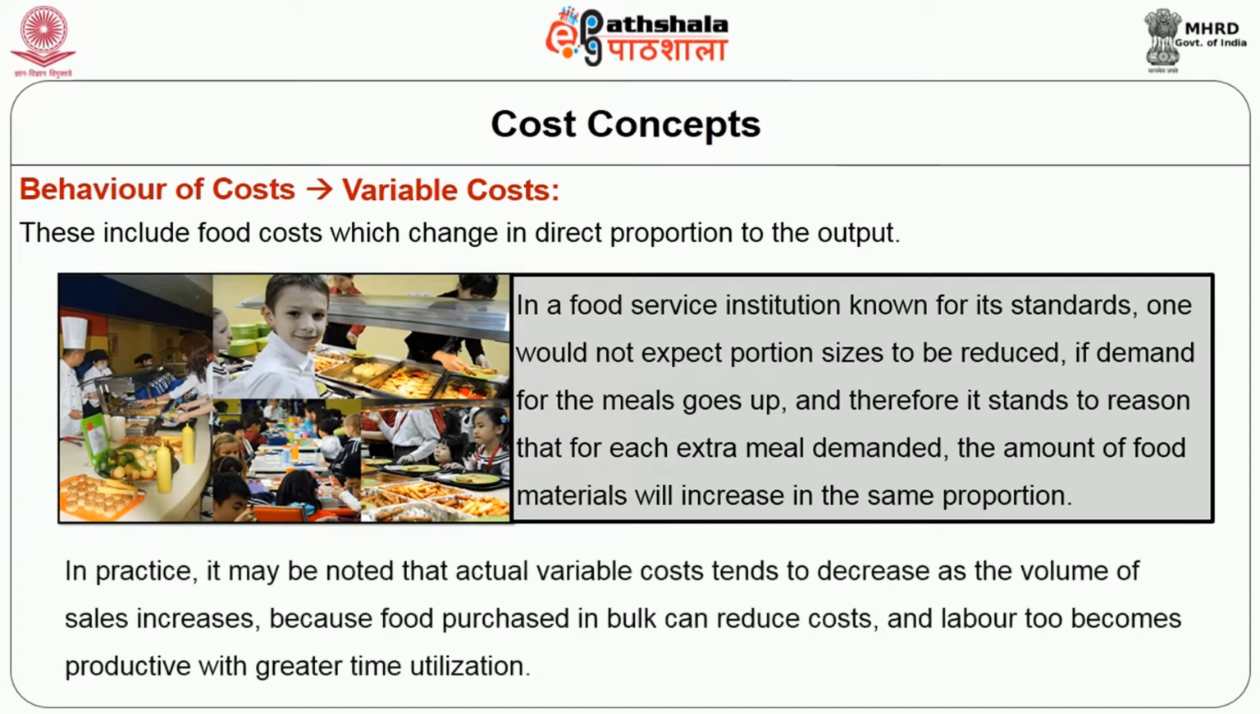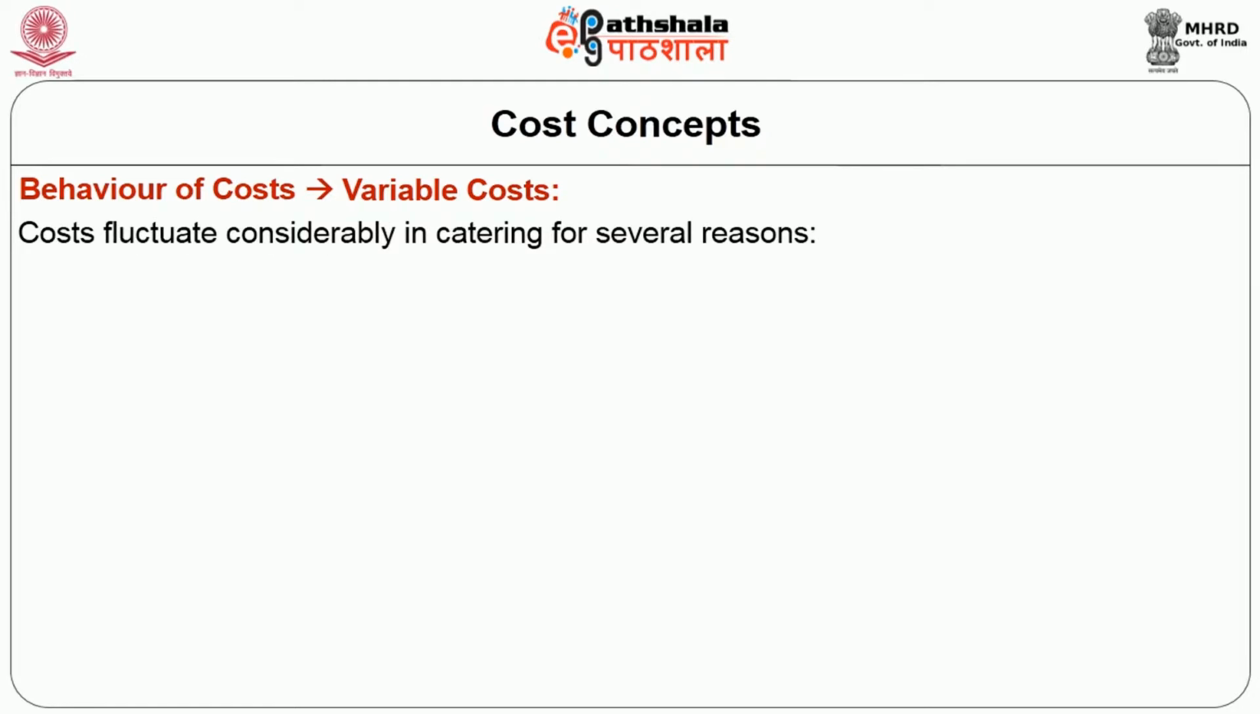In practice, it may be noted that actual variable cost tends to decrease as the volume of sales increases because food purchased in bulk can reduce cost and labor too becomes productive with greater time utilization. However, costs fluctuate considerably in catering for several reasons.